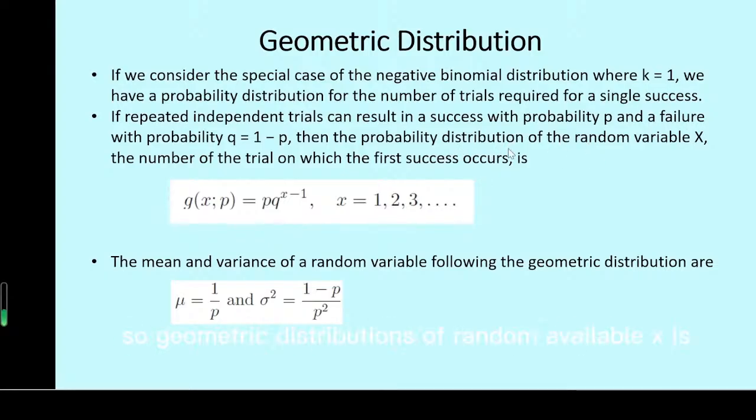The geometric random variable X is different from the negative binomial because we focus on how many trials, not how many successes, since we know there is only one success. Here the random variable is how many trials are needed to get the first success. This is called the geometric random variable, and its form is quite easy, just p times q to the power x minus 1. And this is the mean and variance of the geometric distribution.